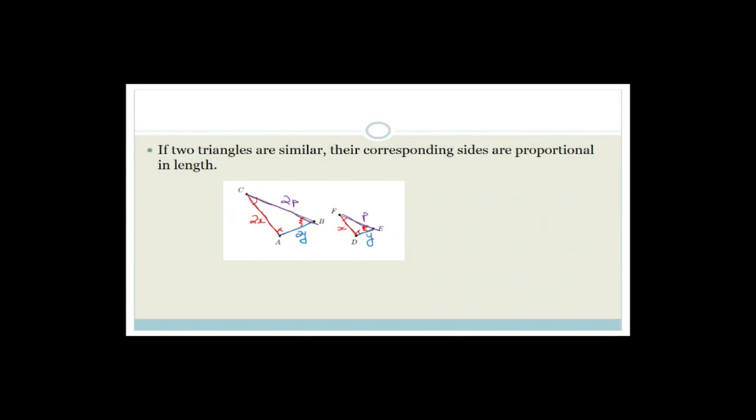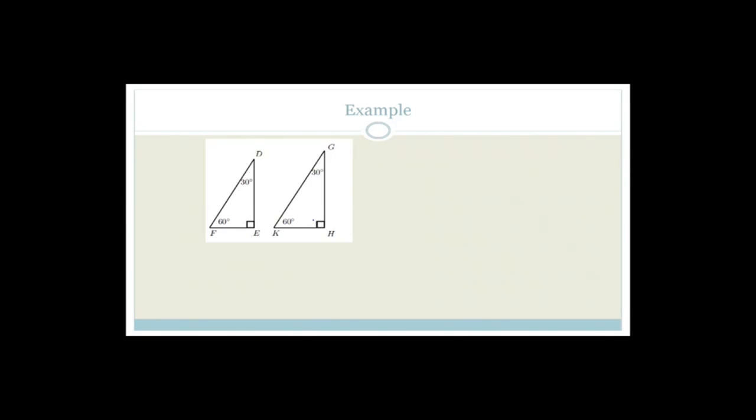And it's not always double. I'm just using double because I started it. It could be 3 times bigger or 4 times bigger or half or quarter, depending on which way you're going. But the point is that they're proportional in length, which means as the one goes up, the other one goes up too. Okay, so now we can look at these triangles.